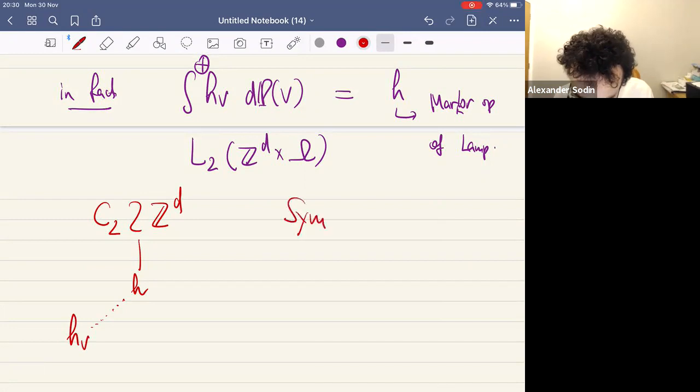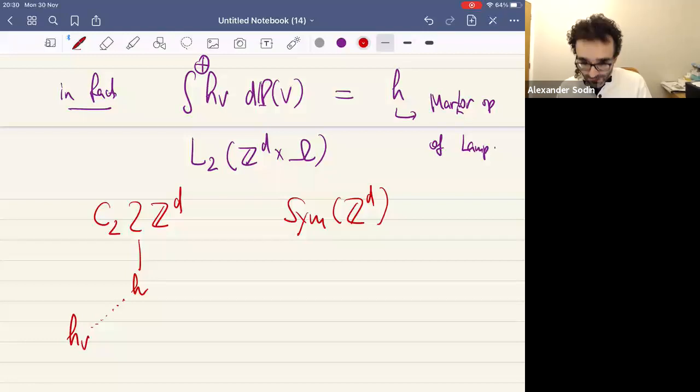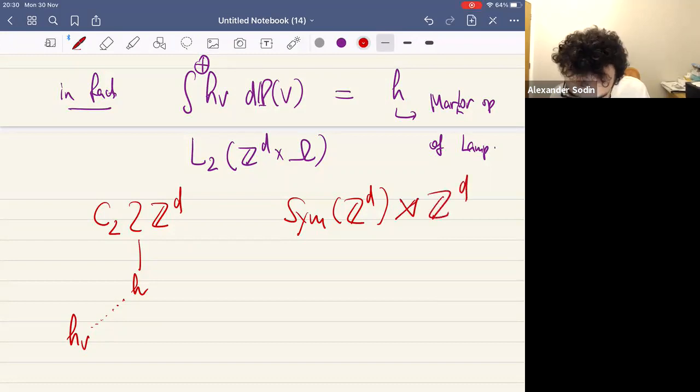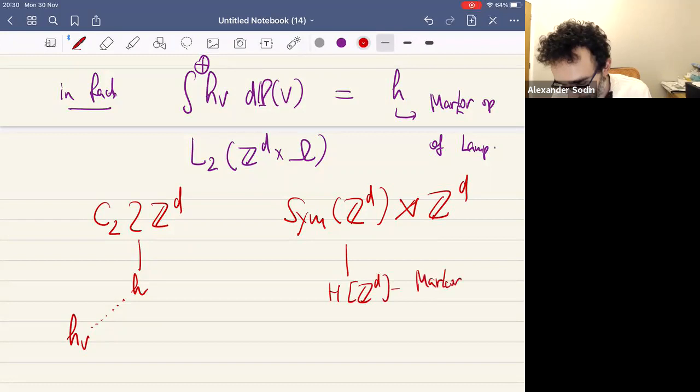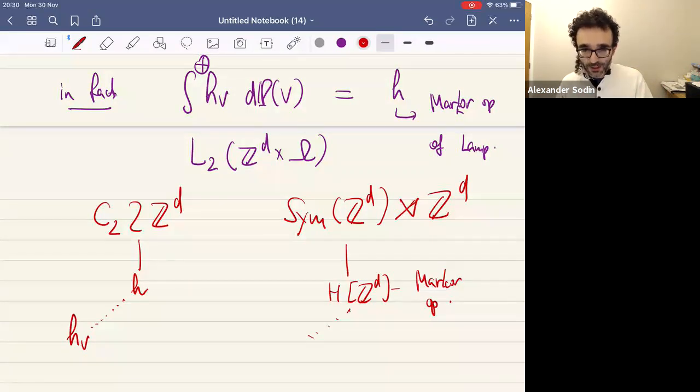Similarly, if we start with the 15 group, the group of the 15 puzzle, which is the semi-direct product of the symmetric group acting on Z^d and Z^d, to it we can associate the Markov transition operator which I defined in the beginning, the generator of the random walk which we are studying. And this is the reason why I decided to speak about this here.